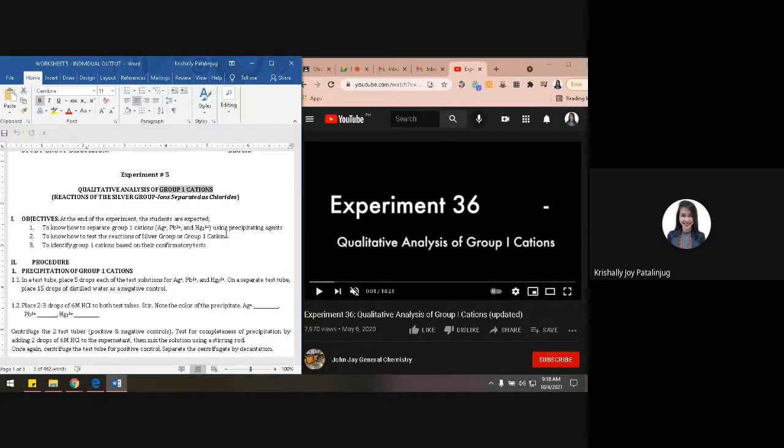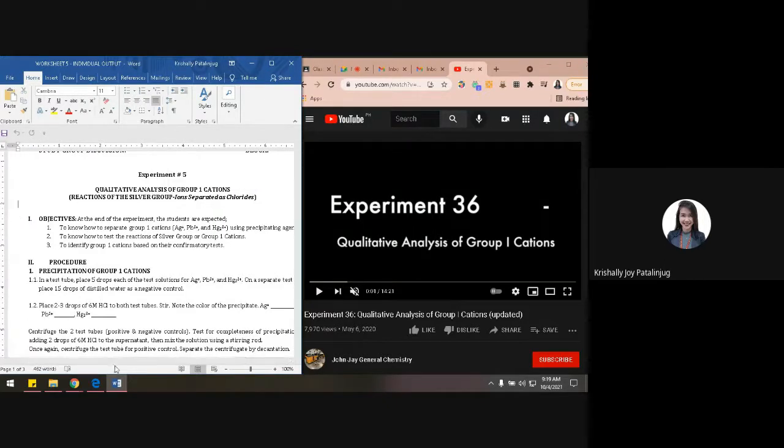Okay, now for this experiment, this is also known as reactions of the silver group or the ions separated as chlorides. Okay, so again, pag sinabing group 1 cations, you can zoom in ha. If you're using a cell phone, you can zoom in whatever I am presenting to you. If you're using a phone, okay, or an iPad, you can zoom in, okay, what I am sharing. Now, group 1 cations, please take note, these are also known as silver group. Okay? These are also known as silver group or yung na-mention last meeting, di ba?